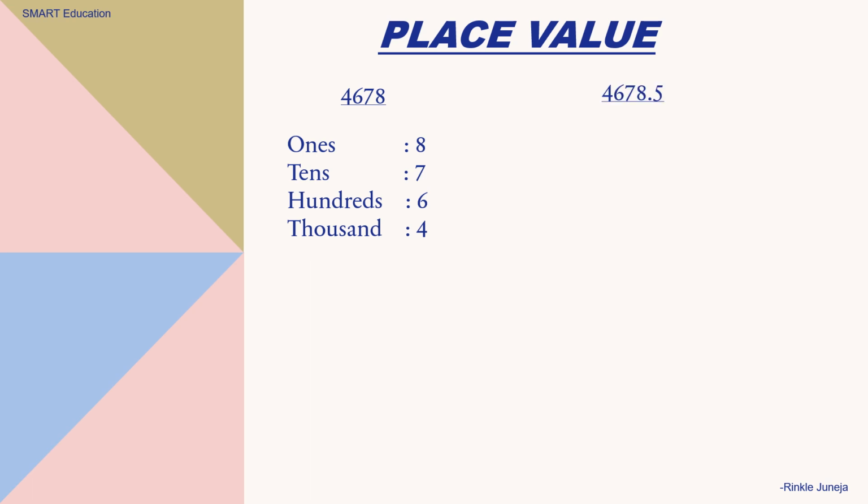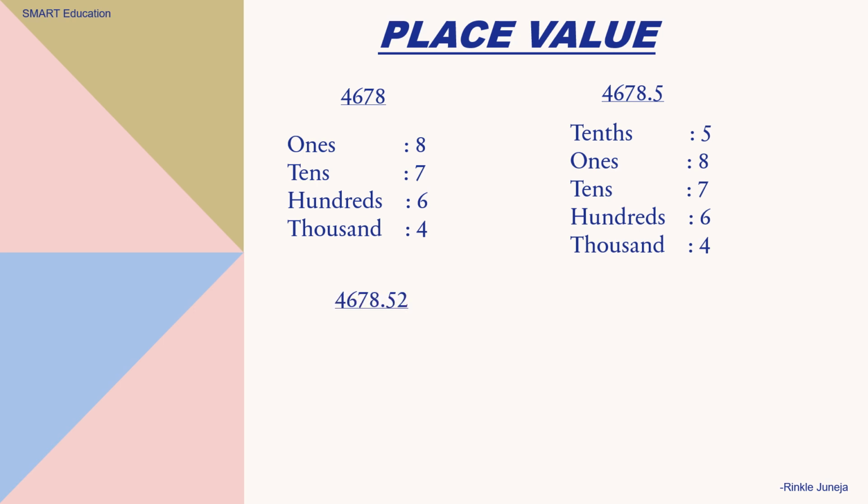Let's take another example. 4678.5. Now, if there is a decimal, how will we write down the place value? At 1000 place, it's 4. Hundreds at 6. Tens at 7. And ones at 8. That's same. Addition is the tenths place, which is 5. So decimal के बाद जो place होती है उसको हम बोलते हैं tenths.